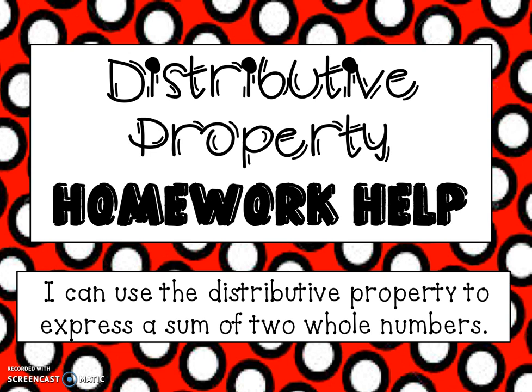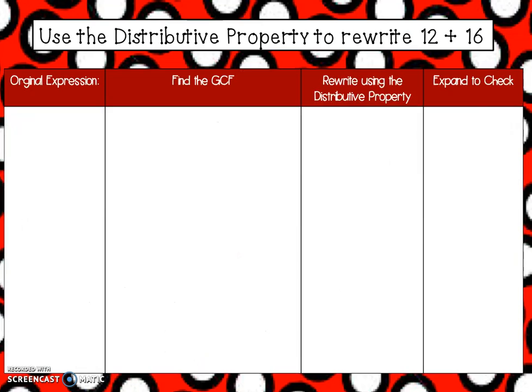All right, guys, so today in class we talked about using greatest common factor to help us rewrite expressions using the distributive property. So let's take a look at your number one. Number one on the homework says use the distributive property to rewrite 12 plus 16. So we're going to put our original expression in the first column on your chart, and it's 12 plus 16. Then we're going to find the greatest common factor. We're going to put it on the outside of the parentheses and rewrite using the distributive.